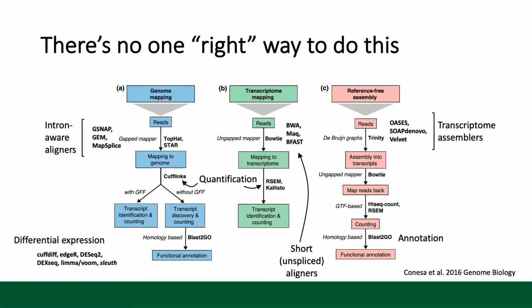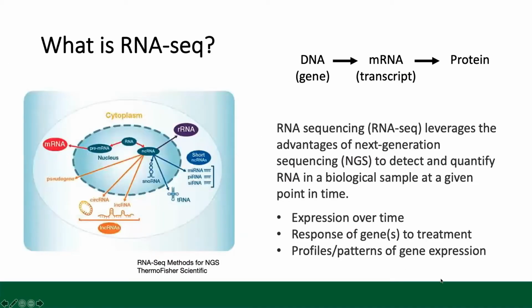Today I'm just going to show you one of those ways, which is a transcriptome mapping approach. That would be the middle part of this figure here, the green section. We'll be using a Sleuth and Kallisto pipeline to do that analysis. But again, I would refer you back to that paper to get more details. So, diving right in.